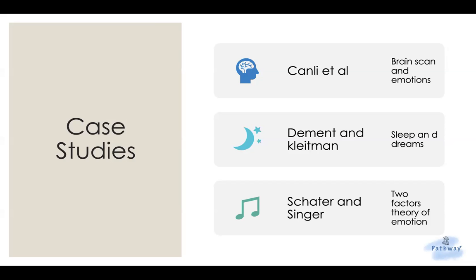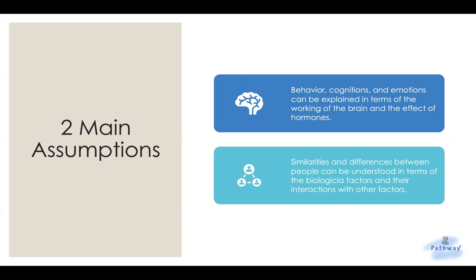So with this biological approach, the main research methods used are laboratory experiments and brain scanning techniques. Two main assumptions that you are expected to know are: one, behavior, cognitions, and emotions can be explained in terms of the working of the brain and the effect of hormones. Two, similarities and differences between people can be understood in terms of biological factors and their interaction with other factors.